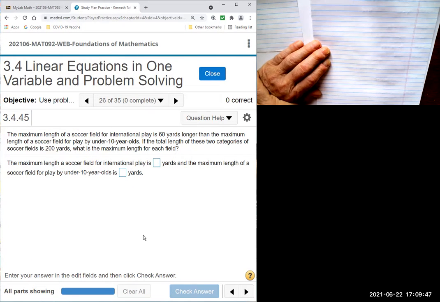Sometimes it's important to read the problem over and over again, slowly, trying to understand what it's telling you. The maximum length of a soccer field for international play is 60 yards longer than the maximum length of a soccer field for play for children under 10 years of age. If the total length of these two categories of soccer fields is 200 yards, what is the maximum length for each of the fields?